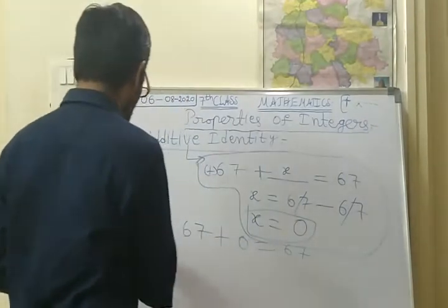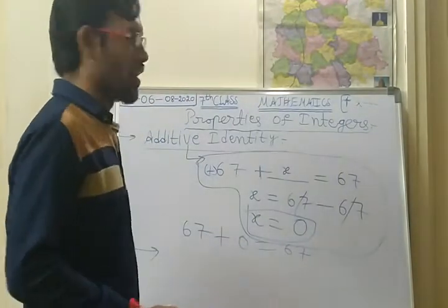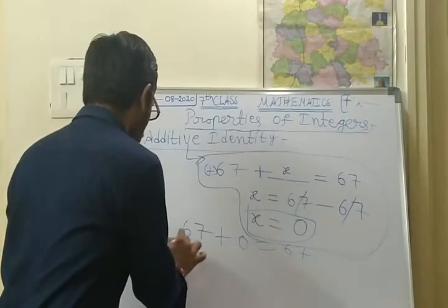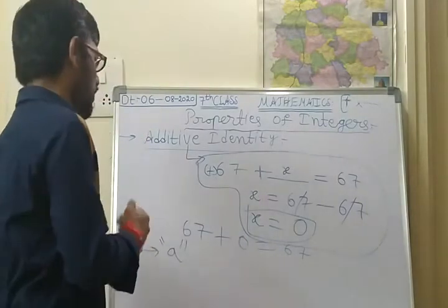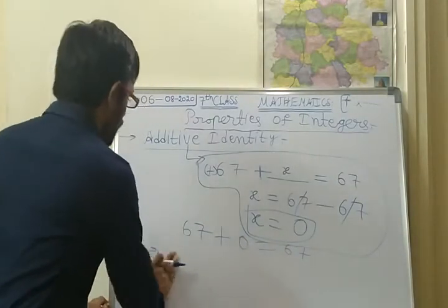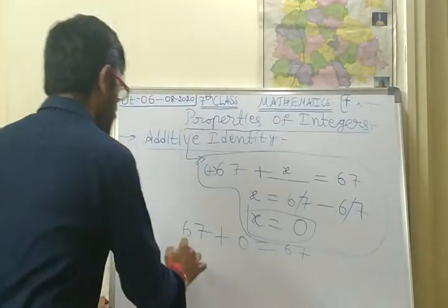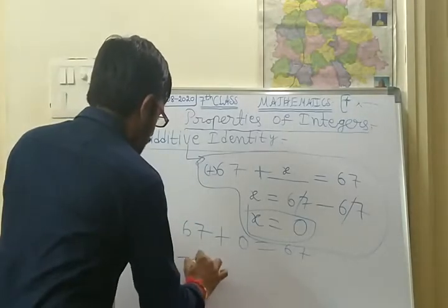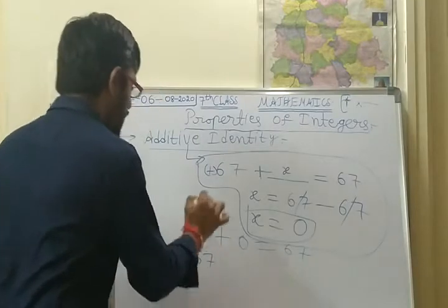So finally what we can say, suppose a is an integer. Suppose instead of this one, we take a negative integer, so minus 67 I will be taking, minus 67.